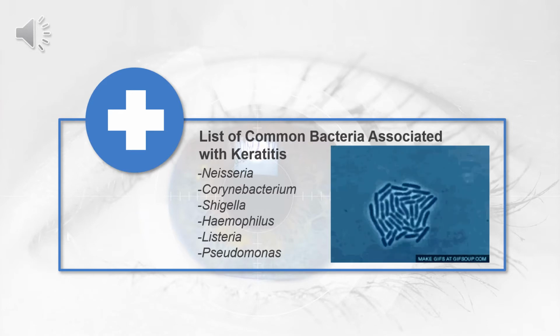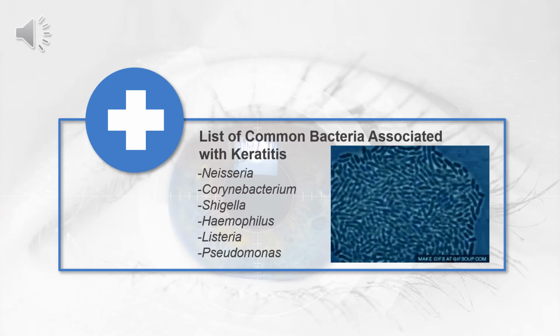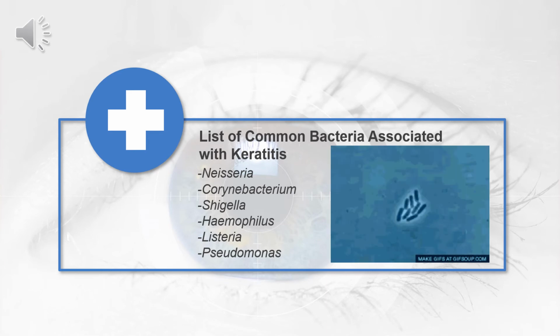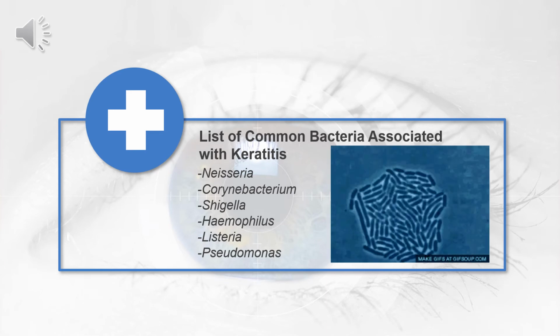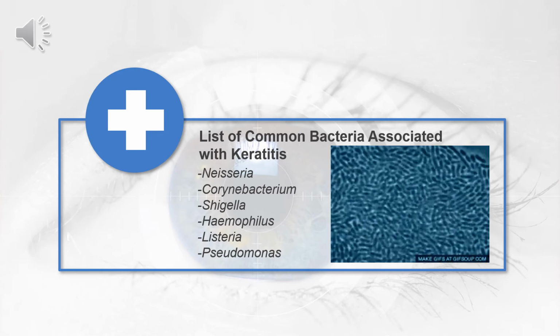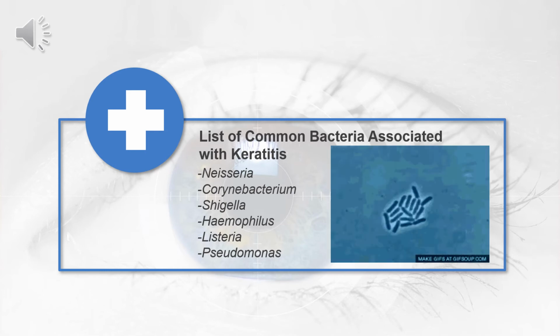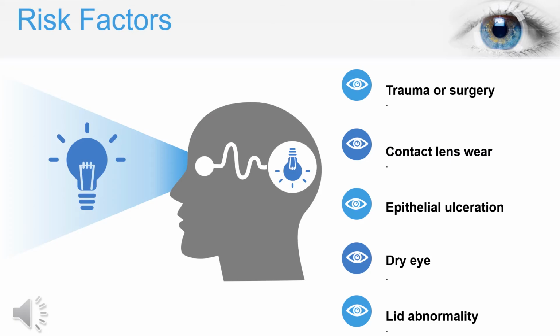Common bacteria associated with keratitis include Neisseria, Corynebacterium, Shigella, Haemophilus, Listeria, and Pseudomonas. Risk factors for acquiring this disease include trauma or surgery, contact lens wear, epithelial ulceration, dry eye, and lid abnormality.